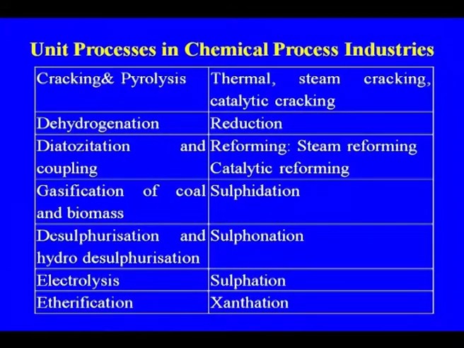Steam cracking was developed for the cracking of naphtha and of gases, where we are producing the olefins. Reduction, reforming, steam reforming, catalytic reforming. Steam reforming is very important for the manufacture of hydrogen and synthesis gas. Catalytic reforming we are using in the refinery and petrochemical complexes for improving the octane number of the naphtha and at the same time for the production of para-xylene. Sulfidation, sulfonation, sulfation, and xanthation, the process we are using in the case of viscose rayon.